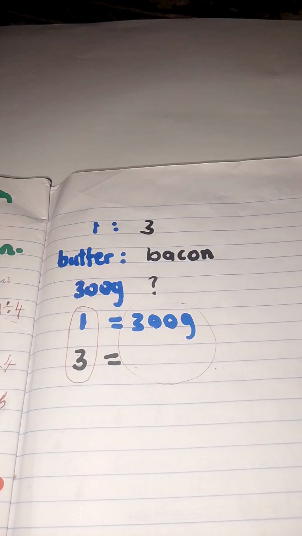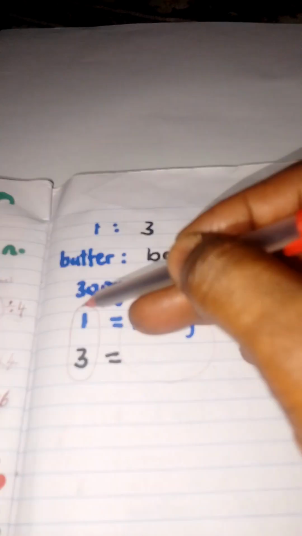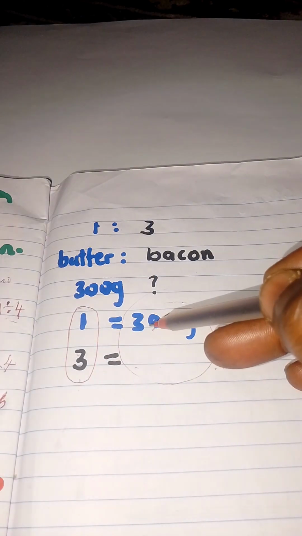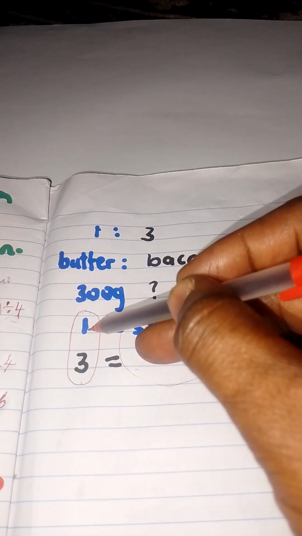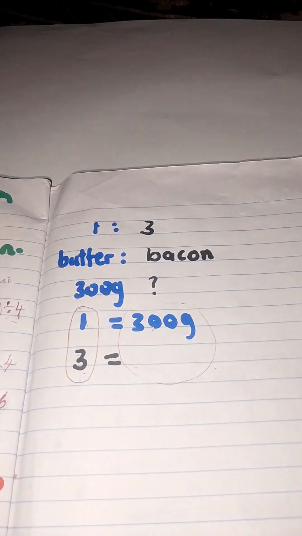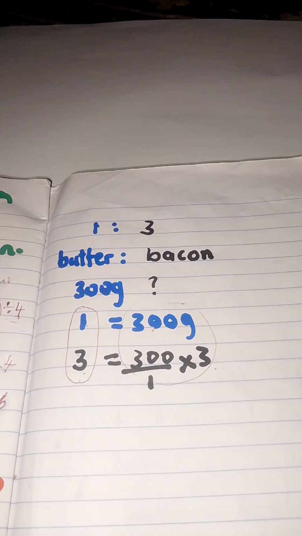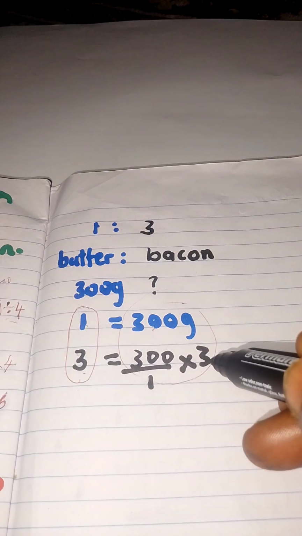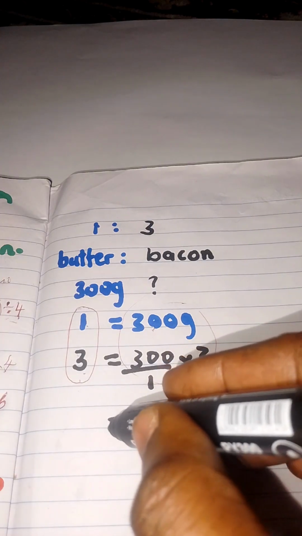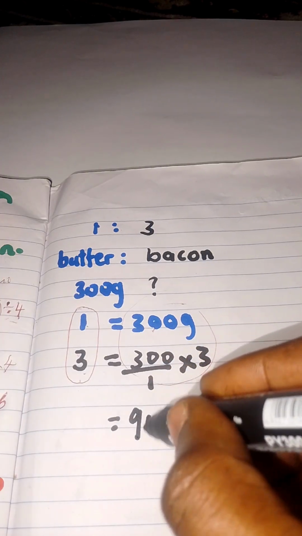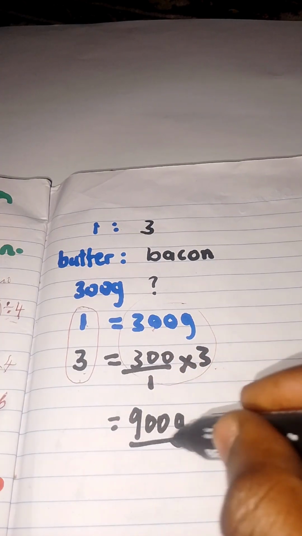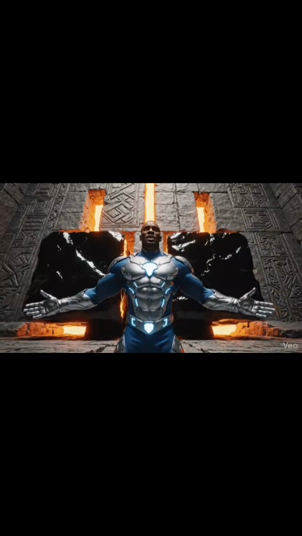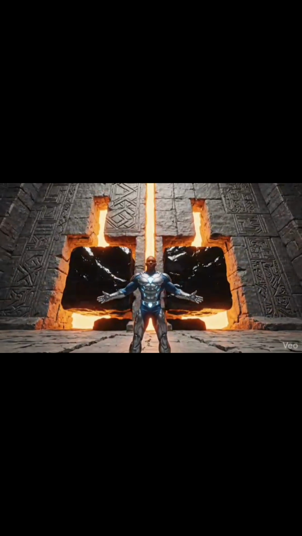Now, we'll do this all over this times this. By doing this over this, you're getting the value of 1 and then multiply by this. Having done this, 300 times 3 is going to give you 900 grams. So bacon is 900 grams. Think in direct proportions. First ratio equals first value. Second ratio equals x.